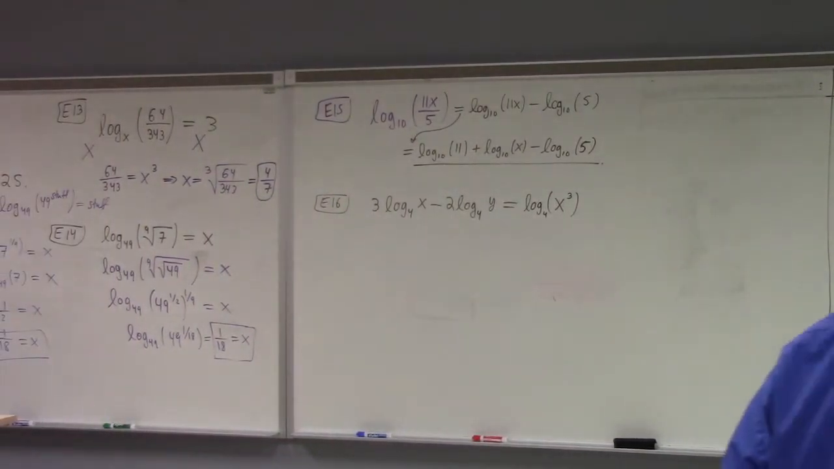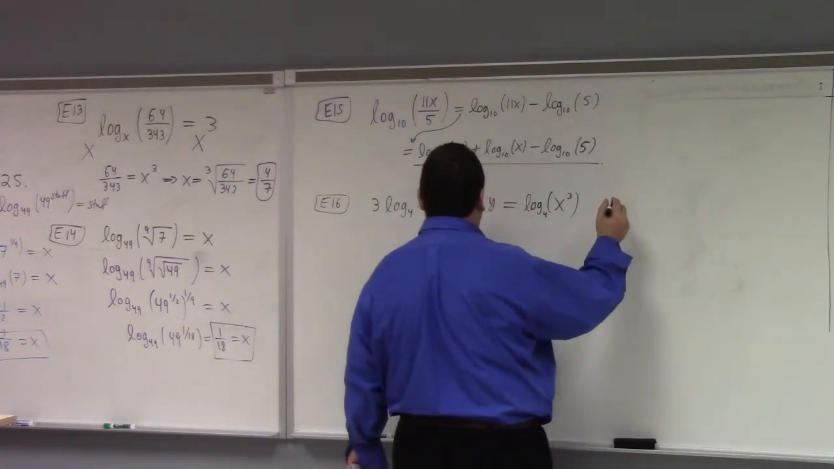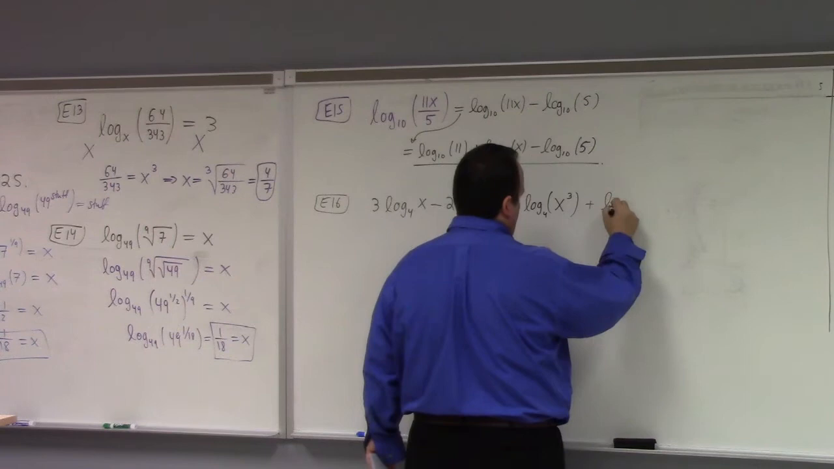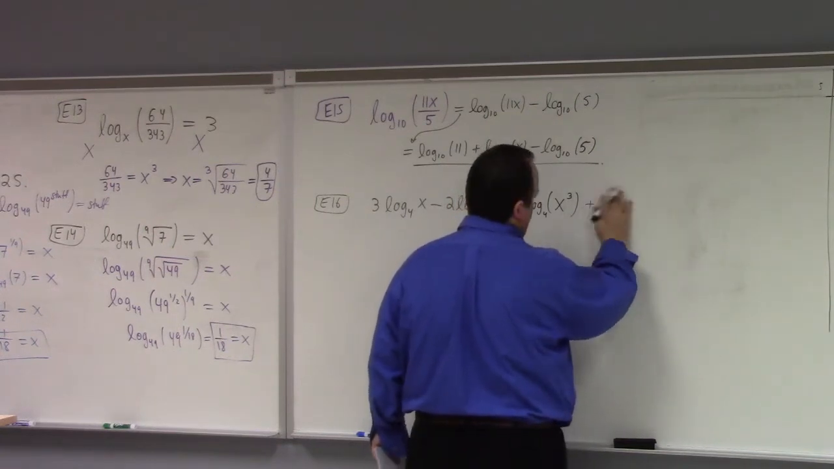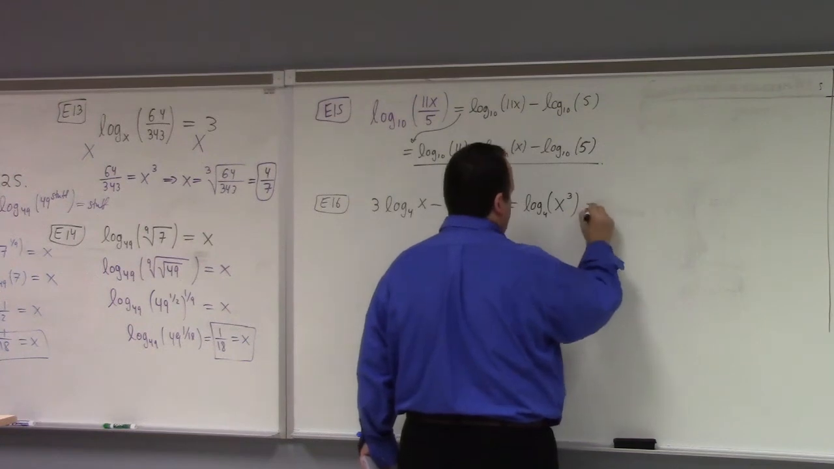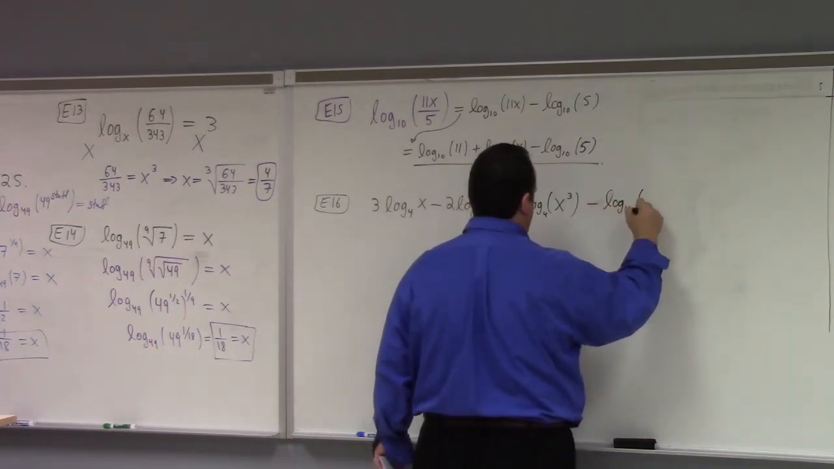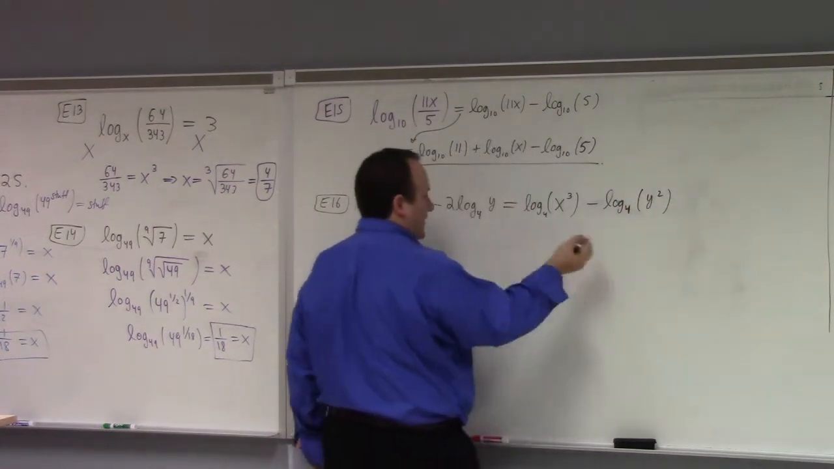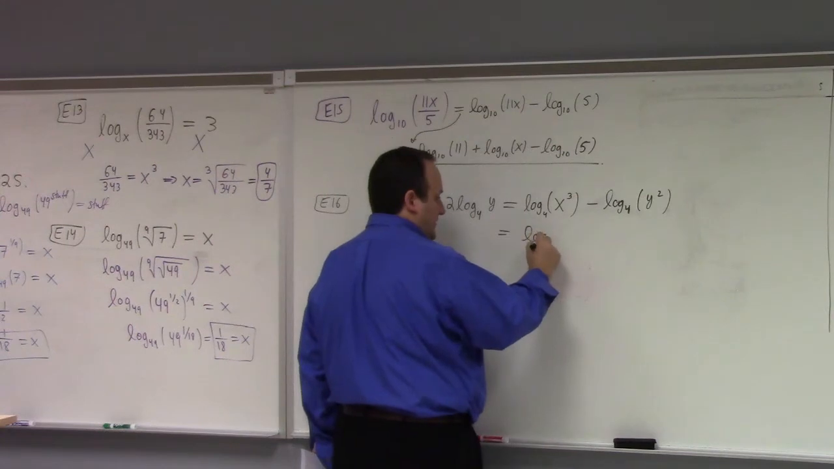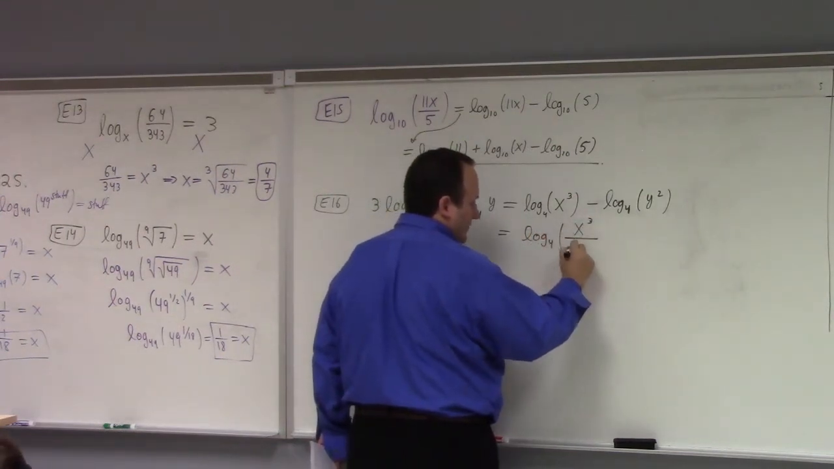So that's the first term. How about the second term? What you got? Plus what? Or I should say, minus log base 4, I'll bring the 2 in, but not the minus, log base 4 of y squared, okay? And then put them together, we've got log base 4 of x cubed over y squared.